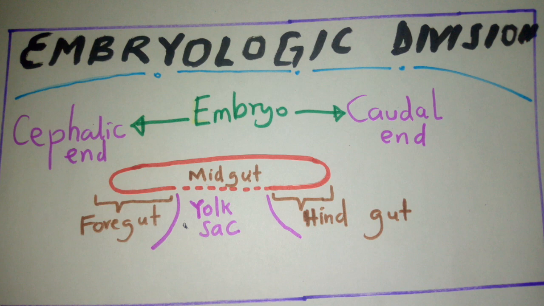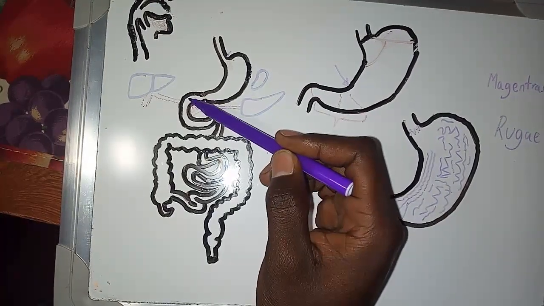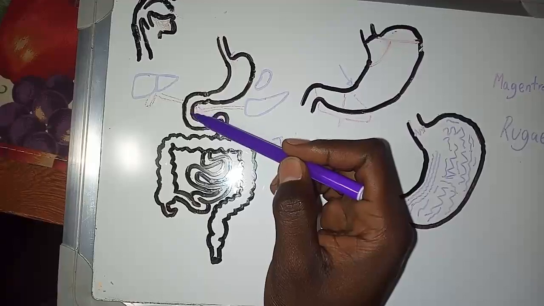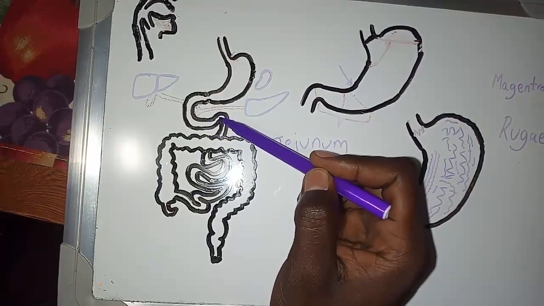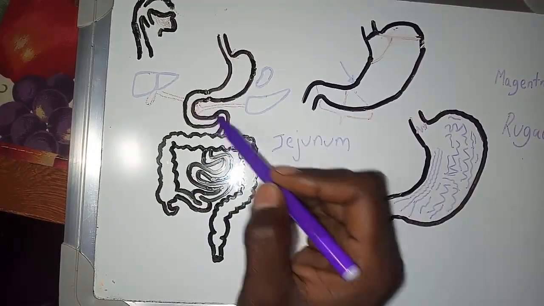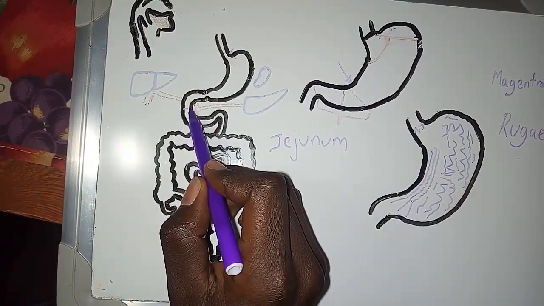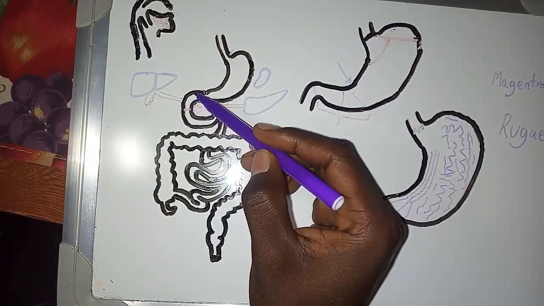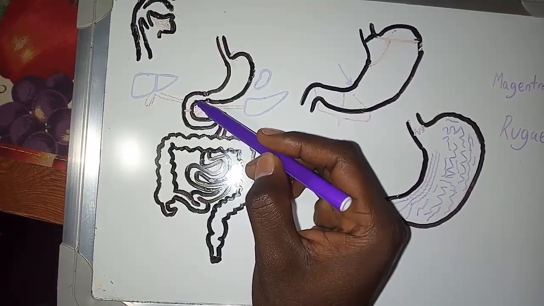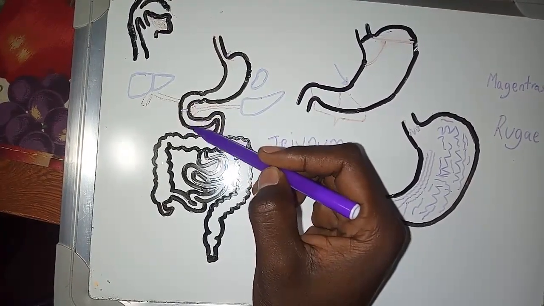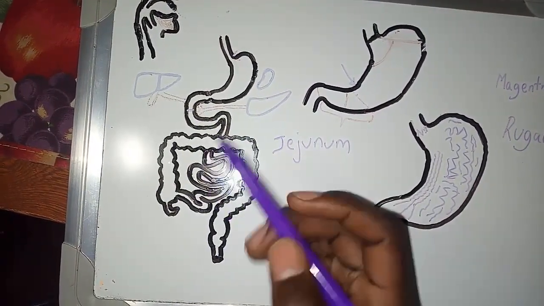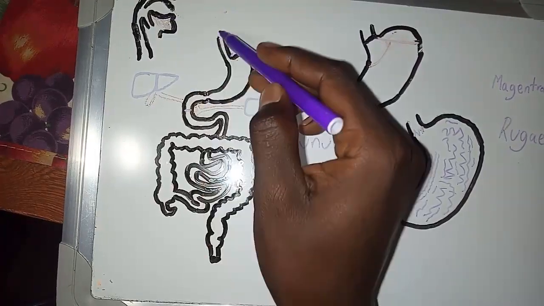Embryologically, the GIT is divided into the foregut, the midgut, and hindgut, depending on the relationship with the yolk sac during embryogenesis. The anatomical landmark for this is found in the duodenum, which is divided into the first part, the second part, the third, and the fourth parts. The landmark is found in the second part of the duodenum, dividing it into two halves. The foregut is proximal to this landmark, and the midgut starts distal to this landmark.